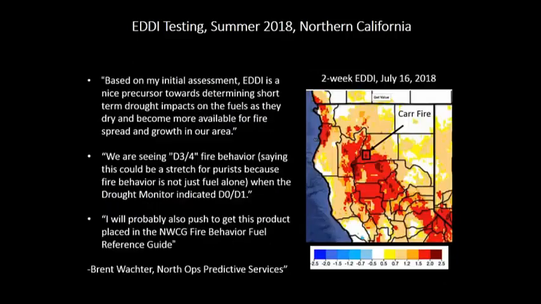And another bit of feedback we got was around looking at the Carr Fire. And so this map on the right is showing the 2-week EDDI from July 16th. And so that was about a week before the Carr Fire started. And so leading up to that, there was definitely very high evaporative demand and a little hot spot of the highest categories, right where the Carr Fire started near Redding. And so what Brent was saying with this is that it was a nice precursor towards determining the short-term drought and impacts on fuels as they dry and become more available for fire spread and growth.